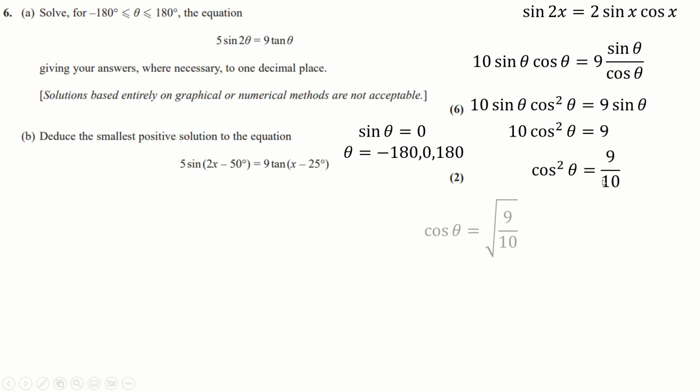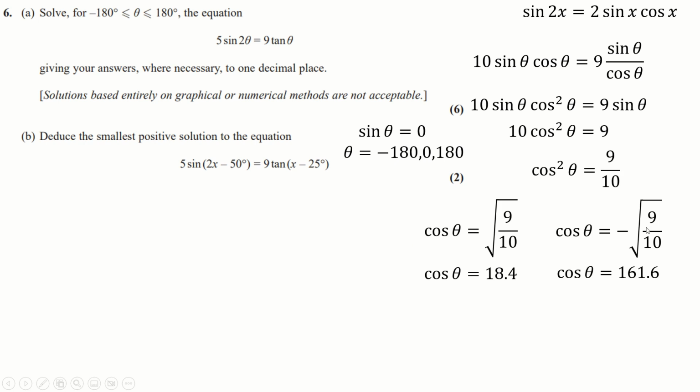Divide by 10, square root. Of course, when you square root it, you end up with a plus and a minus. We will do these separately, do cos inverse of this to get this, and do cos inverse of this to get this in the calculator.